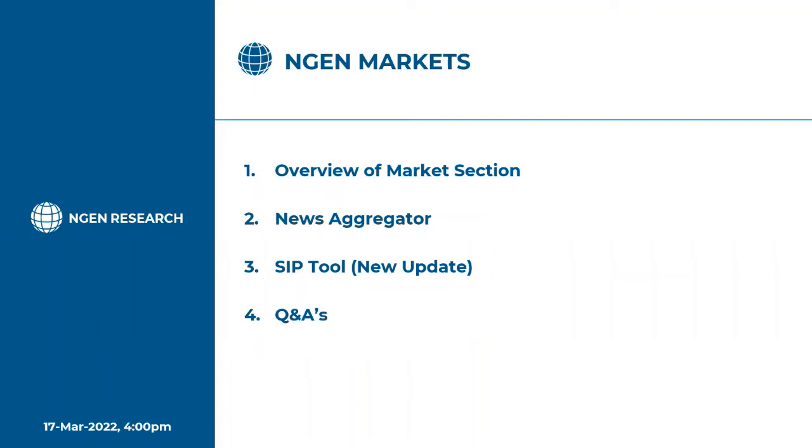Before going into the session, we are going to see what topics are going to be covered. First we are going to go through the overview of market section. Then we are going to go through the news aggregator, which we have in engine markets. And then we are going to explore the SIP tool. We also have a new update in the SIP tool, so we are going to discuss that. And in the fourth section, we are going to have questions and answers, Q&A, for everyone.